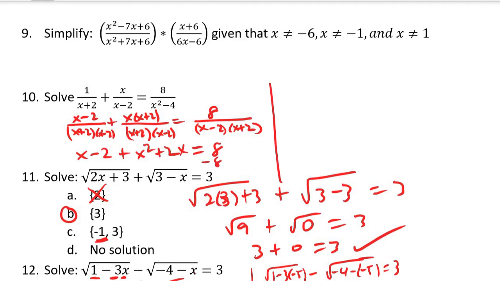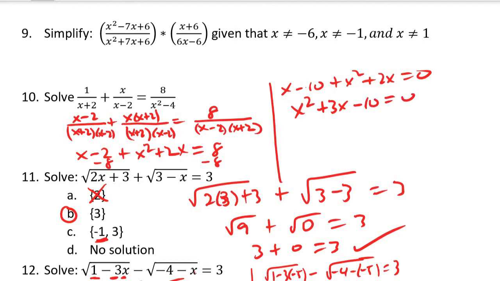So subtract 8: x minus 10 plus x squared plus 2x equals 0. Combine like terms: x squared plus 3x minus 10 equals 0. And now you can factor this: (x minus 2)(x plus 5) equals 0. x equals 2 or x equals -5.